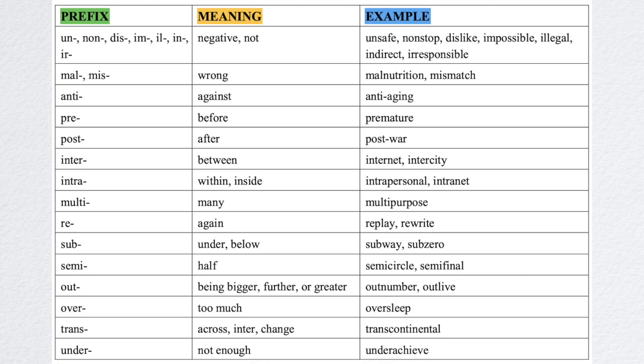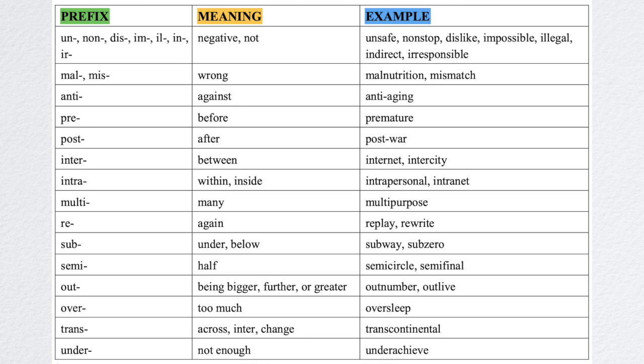Post means after, post-war or postgraduate. Inter means between, internet or interstate. Intra means within or inside, intrapersonal or intranet. Multi means many, multi-purpose. Re means again, replay, rewrite. Sub means under or below, subway, sub-zero. Semi means half.